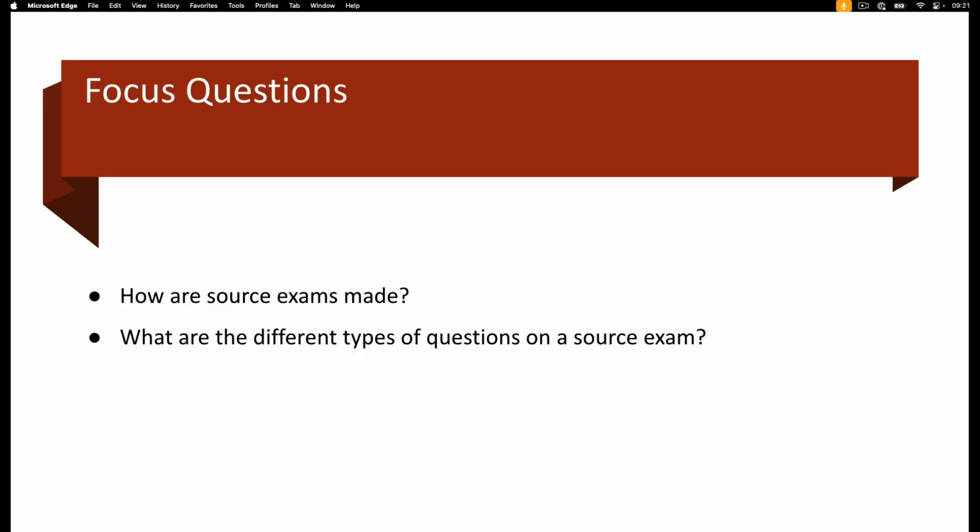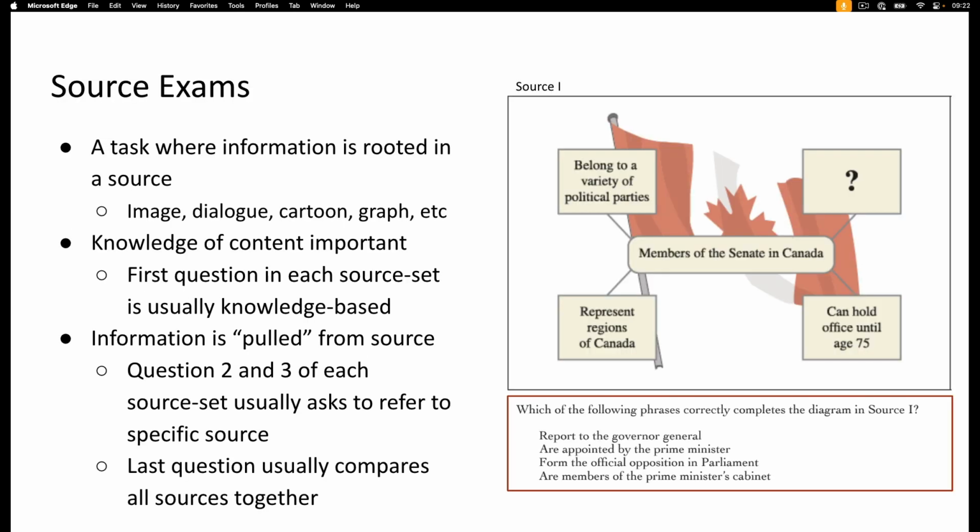We're going to take a look at how they are made and then the different types of questions that you'll see on a source exam, because so many of our exams are source based, and they're source based because they are good exams. They test your knowledge, they test your skills, your processes, and everything in between. It's a really good way to test you. So, what is a source exam?